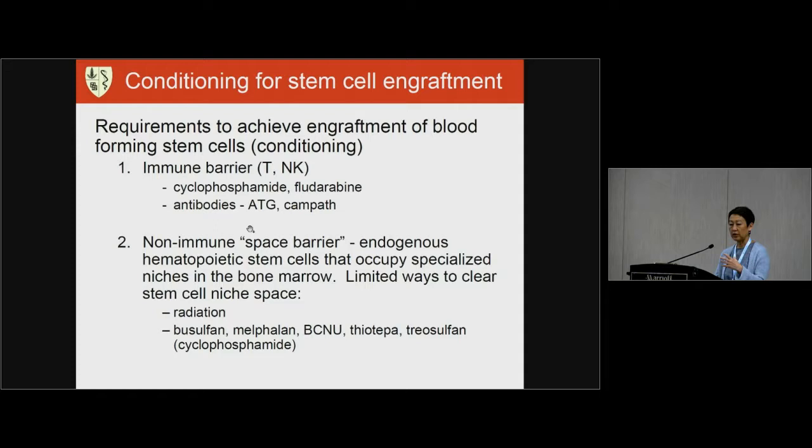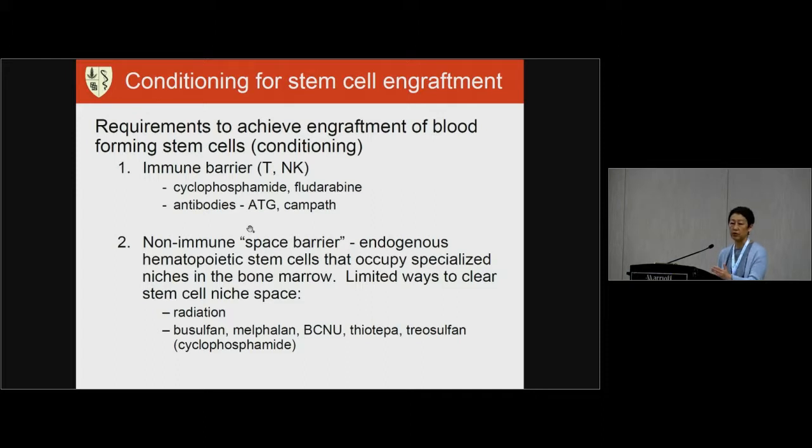Now with regard to the non-immune barrier, and this is where the idea of space comes in, we think about space as being the endogenous hematopoietic stem cells that sit in these specialized niches, and that in order to get a donor cell in to replace the endogenous cells, you have to get them out, and the only ways we know how to do that is with these couple of methods, which is radiation or DNA damaging chemotherapy. So I list them here.